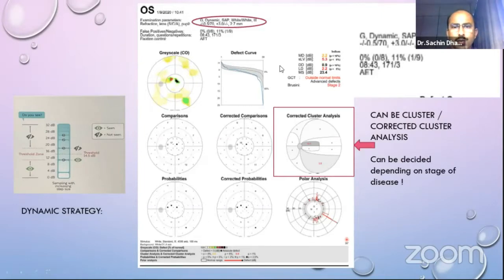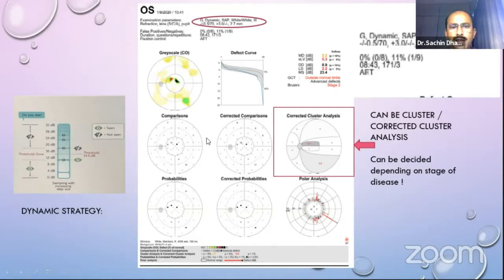Now, what you can do here specifically is you can customize the printout. In the printout, if you want a cluster analysis, you can have one. If you want a corrected cluster, you can have one. If you want a values map, you can have it here. So you can just keep on flipping and changing the pattern as you are comfortable in that particular situation.